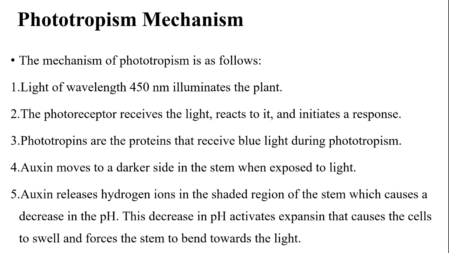Auxin moves to the darker side in the stem when exposed to light, and it is generally produced more in the darker side, so it causes bending towards the light illuminated side. Auxin releases hydrogen or H plus ions in the shaded region of the stem, which causes a decrease in pH. This decrease in pH activates the expansin that causes the cells to swell and forces them to bend towards the light. So this is how phototropism, or tropic movement of the shoot tip towards the light, occurs.